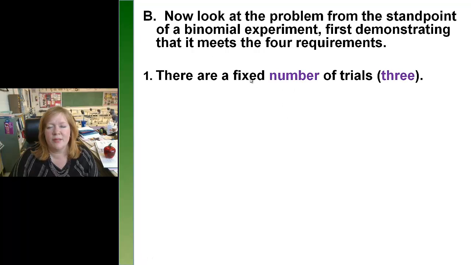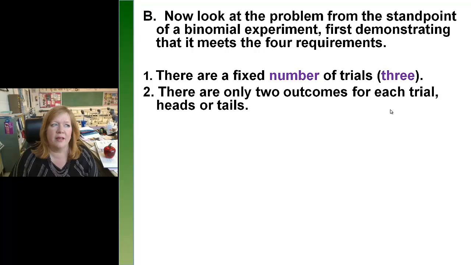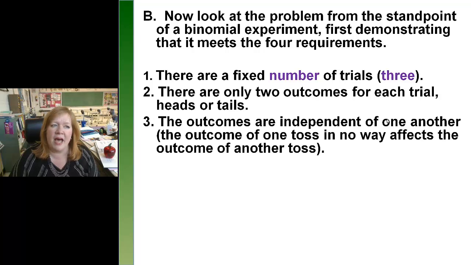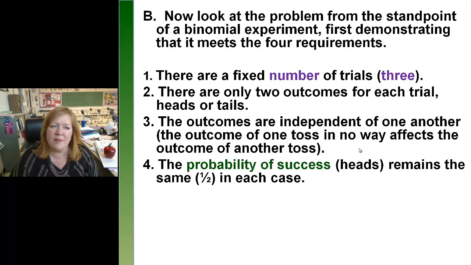First, does it meet our requirements? There's a fixed number of trials. There's 3. That's going to be your n. There are only 2 outcomes for each trial, heads or tails. That's the binomial part of it. The outcomes are independent of one another. One toss does not affect the next toss. And the probability of success remains the same, 1/2 in each case. So each case has the same probability.